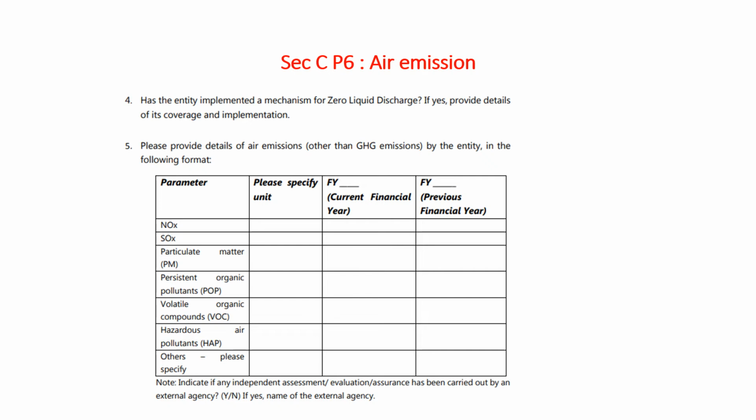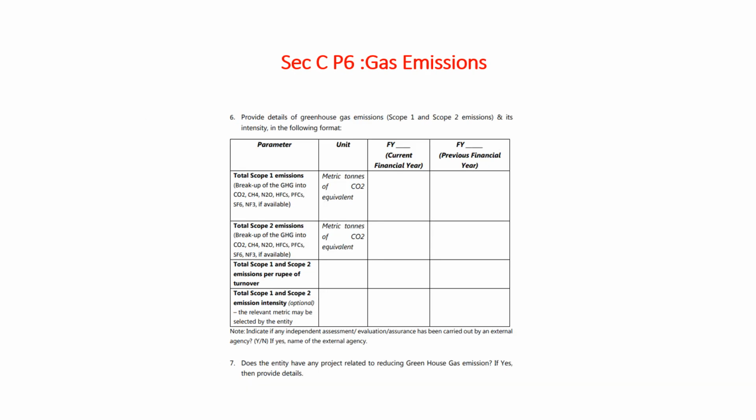So next is about air emission. Under air emission, other than the greenhouse gas emission, provide details of all these things: nitrogen, sulfur, all these matters, hazardous air pollutants, volatile organic compounds, persistent organic pollutants, all that you have to provide here. Here, this part you will provide details about the gas emissions. Provide details of greenhouse gas emissions of scope 1, 2 emissions and its intensity in the following format.